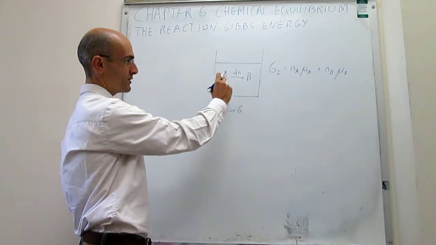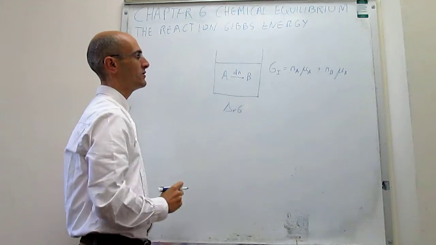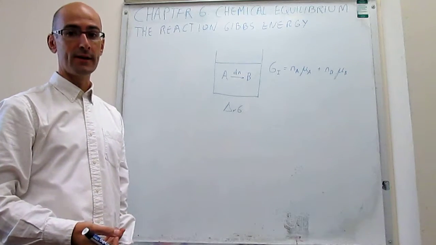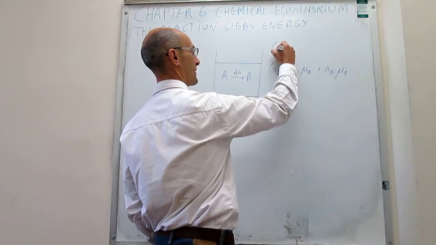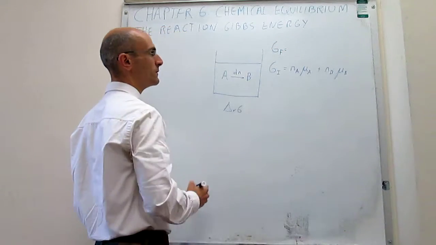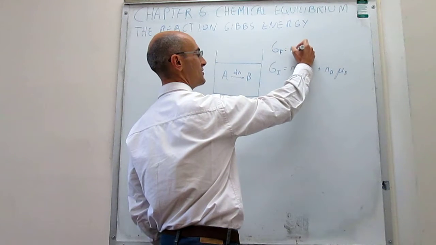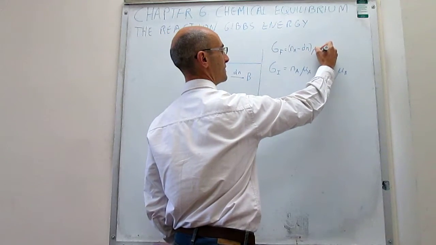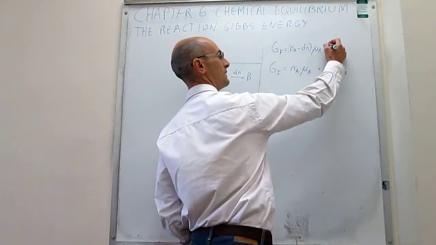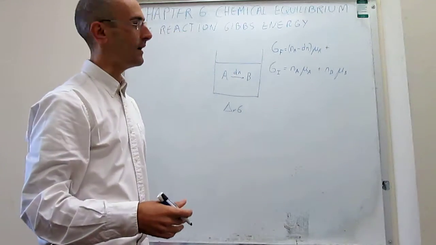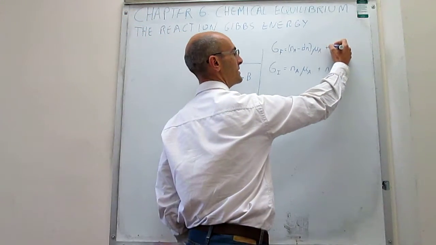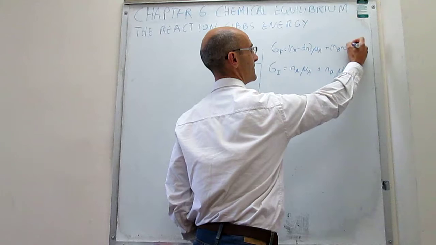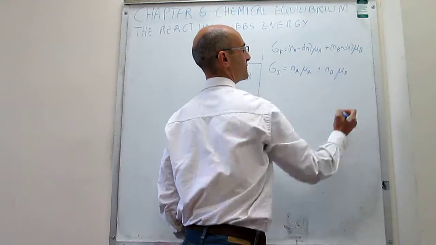Well, now we assume that a little bit of A has disappeared and turned into B. The question is, what would be the Gibbs energy after that reaction has taken place? After that reaction has taken place, the final Gibbs energy would be equal to the number of moles of A that you had initially minus the little bit that has reacted, multiplied by the chemical potential of A, plus the contribution of B. Now B has a few more moles that have been generated during the reaction, so that would be the number of moles of B plus this differential of n multiplied by the chemical potential of B.